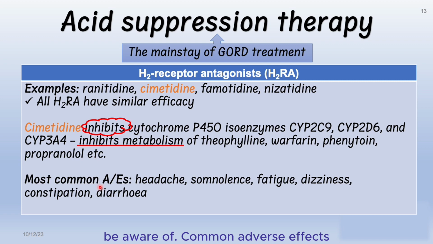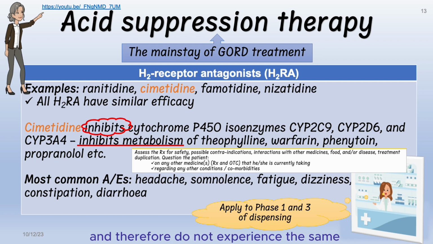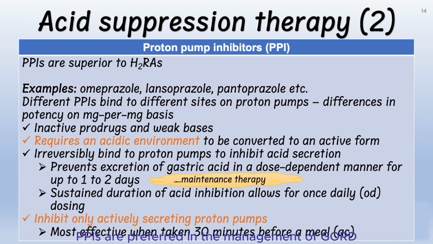Common adverse effects of this class include headache, somnolence, fatigue, dizziness, constipation, and diarrhea. Each patient responds differently to medicines and therefore does not experience the same side effects. That is why it is always important to individualize therapy. PPIs are preferred in the management of GORD and superior to your older H2 receptor antagonists. Examples include omeprazole, lansoprazole, and pantoprazole.